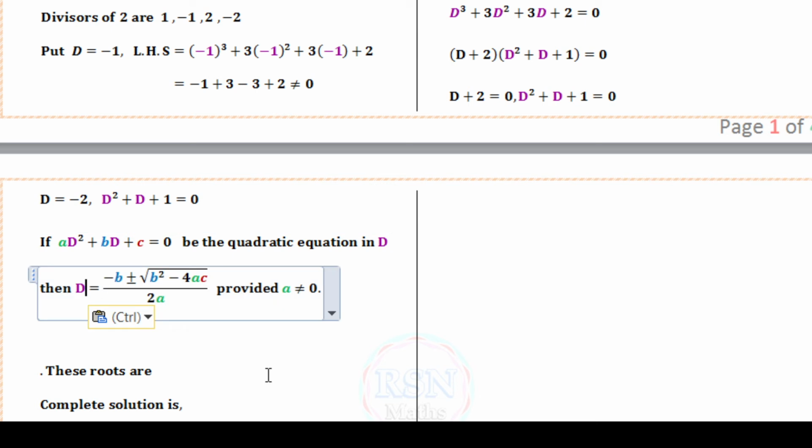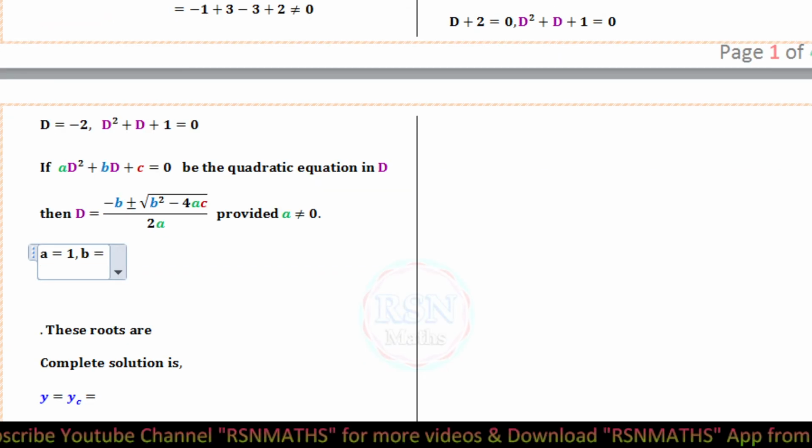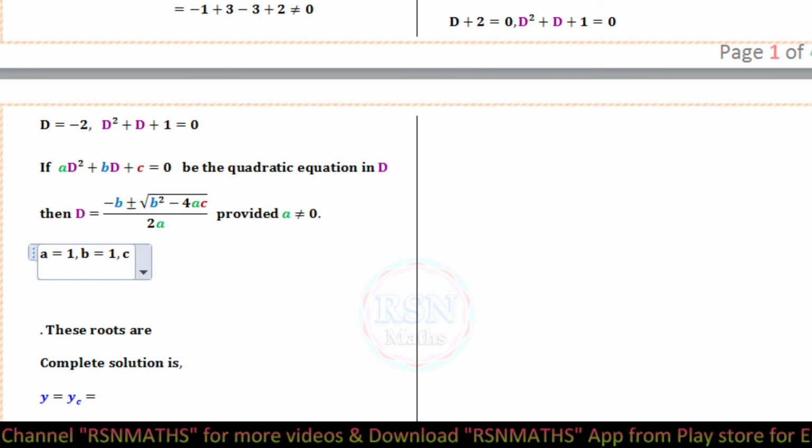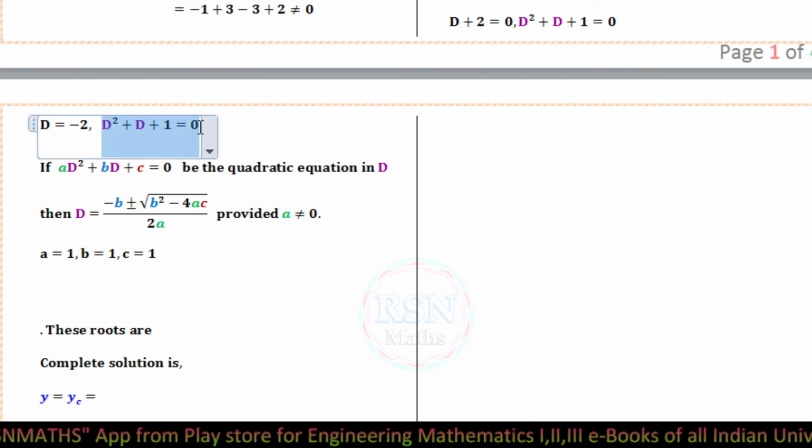Now here, if we compare this equation with this equation, then what will be the value of a? A is 1, b is 1 and c is again 1. इसके रूट हमें फाइंड आउट करने हैं ना, तो इसका कंपैरिजन इस क्वाड्रेटिक इक्वेशन के साथ किया है. तो ये कंपैरिजन करने के बाद ए बी सी के वैल्यू यही आएंगे ना.